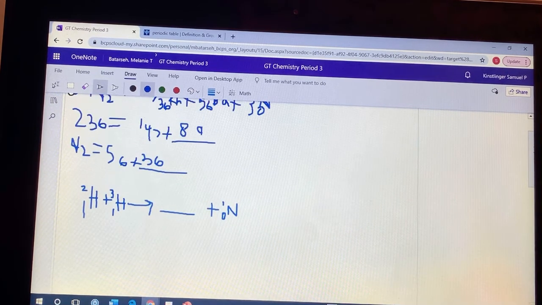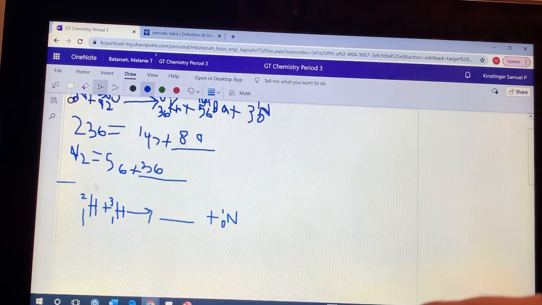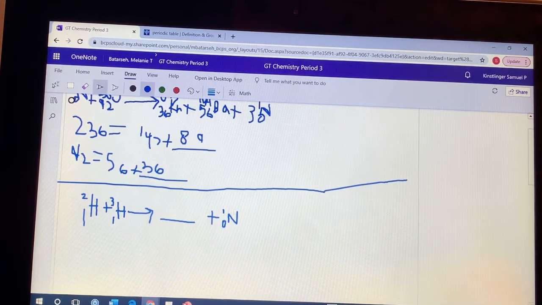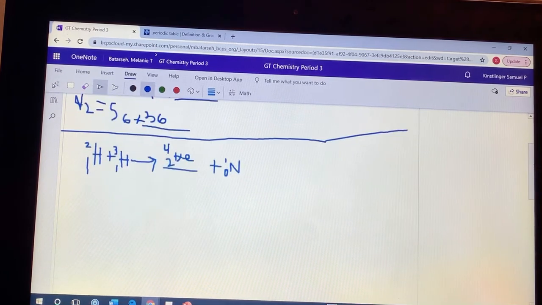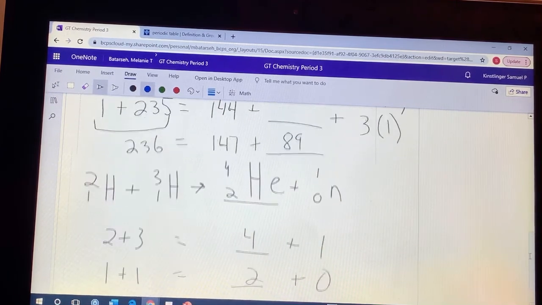Now, nuclear fusion. This one we have hydrogen 2 plus hydrogen 3 making something with a neutron. So we have 2 plus 3 equals 5, equals 4, or equals 1 plus 4. We have 2 protons there, equals what plus 0, equals 2. So we put He because we know that's the second element. So that's our nuclear fusion equation. And if you want the full steps of that, just look down here.